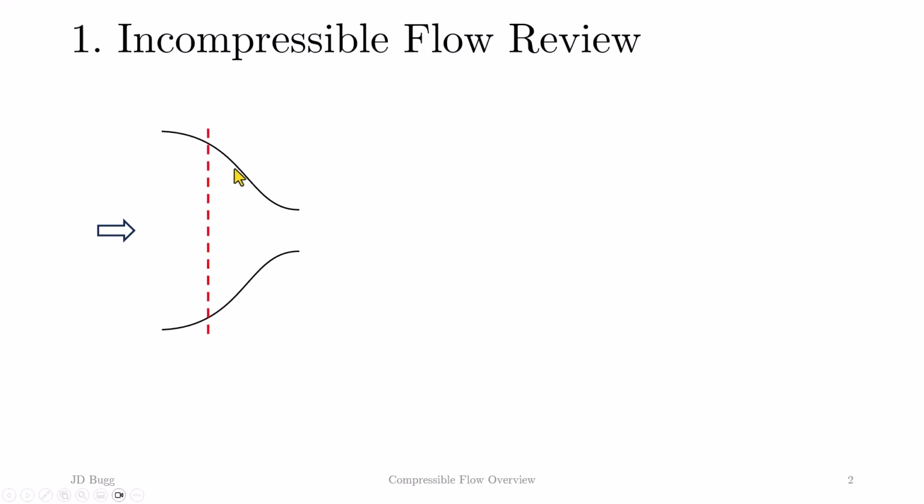Realize that everything we're going to look at in this overview is one-dimensional flow. We're not worried about velocity or property profiles across the cross-section of the duct. It's assumed to be uniform flow at any axial location.